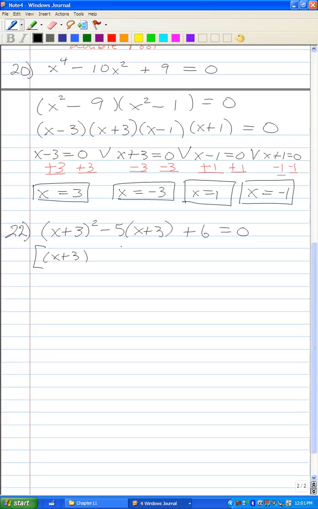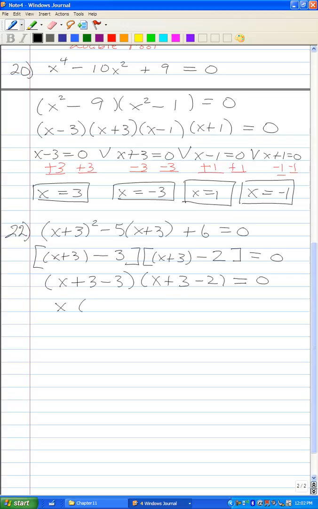x plus 3, bring down the minus, x plus 3, negative times positive is negative. I want two whole numbers whose product is 6 and whose sum is 5: 3 and 2. Let's simplify this. So let me get rid of the parentheses. x plus 3 minus 3, x plus 3 minus 2 equals 0. Let me simplify what's in the parentheses. And so the 3's cancel, so I just get x. 3 minus 2 is 1, so we get x plus 1.